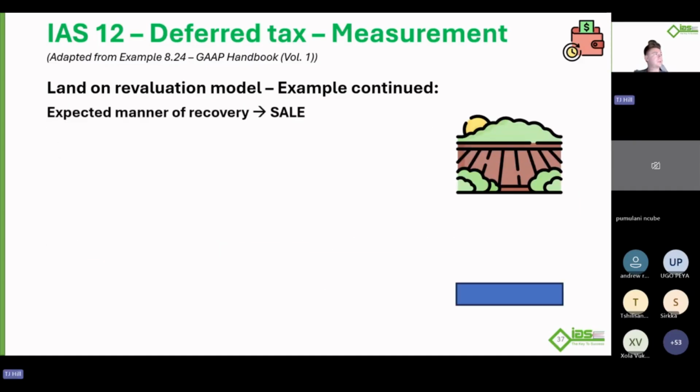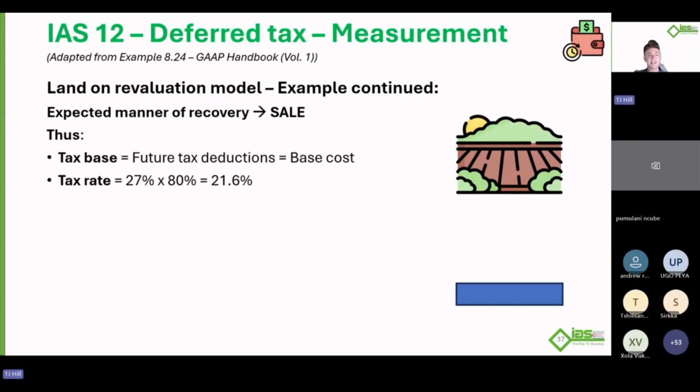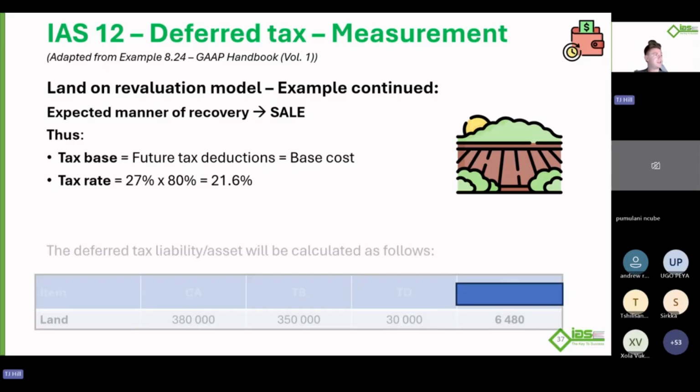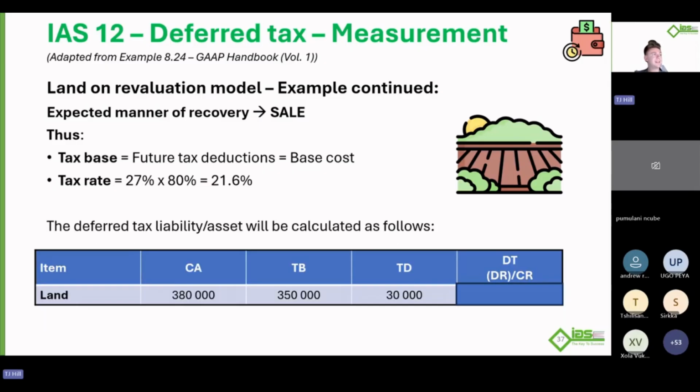Okay, so first of all, expected manner of recovery is through sale, as we've discussed. Future tax deductions will be base cost, and the tax rate will be the CGT rate. So my deferred tax liability or asset will be calculated as follows. Carrying amount is going to be the revalued amount of 380 because it's on the revaluation model. My tax base is going to be my base cost, which is my original cost, which was 350, which gives me a taxable temporary difference of 30. But what rate am I using? The CGT rate, not 27, but 27 times 80%.